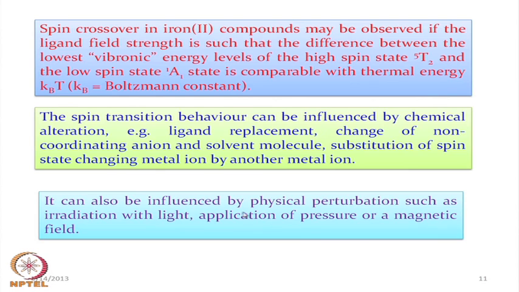So, it can also be influenced by the physical perturbation that we have seen just now: irradiation of light, application of pressure and magnetic field apart from temperature. So, apart from temperature, three other physical perturbations can be applied to see the spin state transition, which are the light, the pressure and the magnetic field.